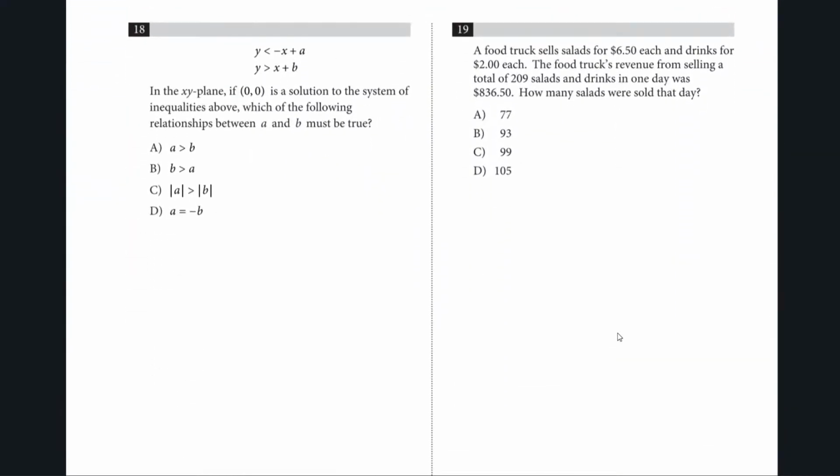In the xy plane, if (0, 0) is a solution to the system of inequalities above, which of the following relationships between a and b must be true? Let's plug in (0, 0). So we have 0 is less than 0 plus a, and 0 is greater than 0 plus b, which is just 0 is less than a, and 0 is greater than b. This means a is positive, it has to be, and b is negative. Because of this, we know A must be true.